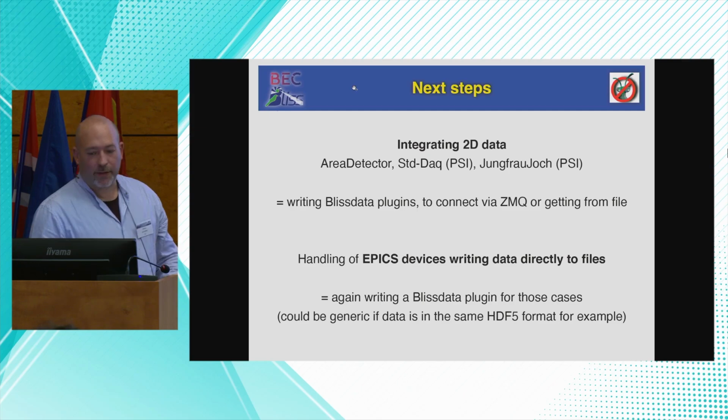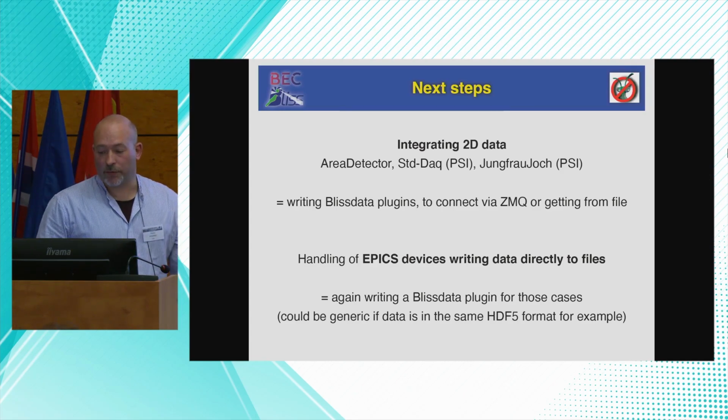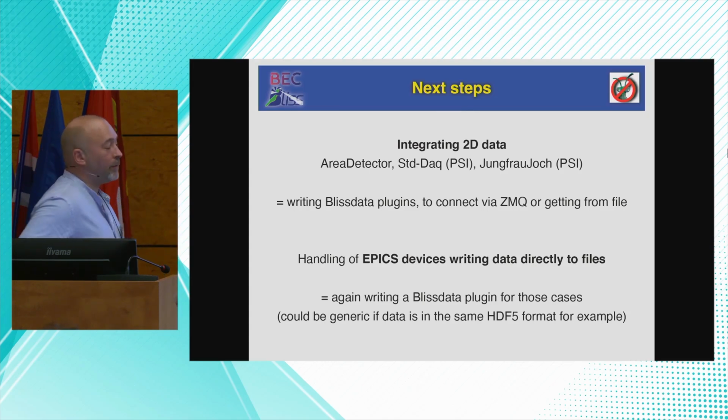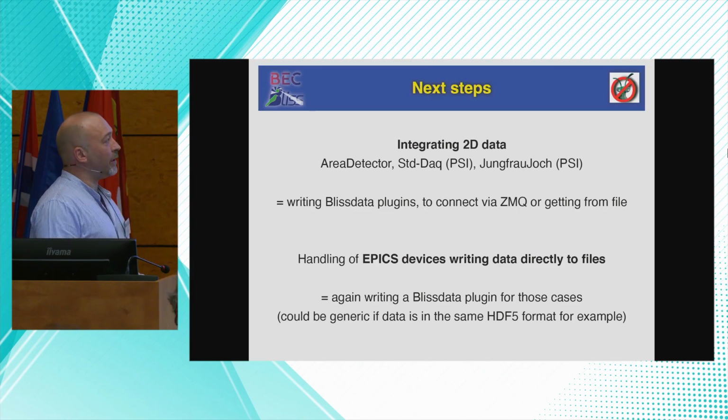So what's next? The next step for this integration to be finished is to connect to the 2D data. At PSI, as I said, there are 3 different ways to connect to 2D data. Thanks to the Bliss data plugins, it's relatively straightforward to imagine a plugin for each kind of data provider. They all provide frames through ZMQ, or they get the right files.